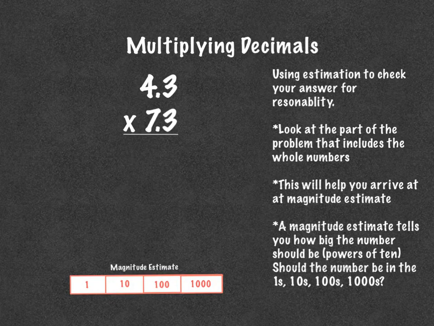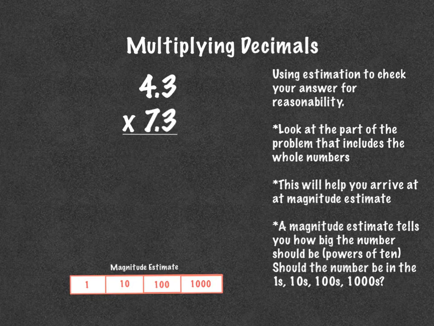Okay, so there are a couple of things here. First, we're going to follow our steps, doing a magnitude estimate, which is going to check our answer for reasonability. What I mean by reasonability is: is your answer within the right range? When you're multiplying by decimals, that can be really important. So we're going to look at our problem and decide what our multiplication problem would be if we just had whole numbers.